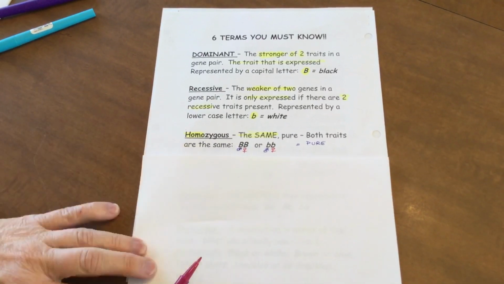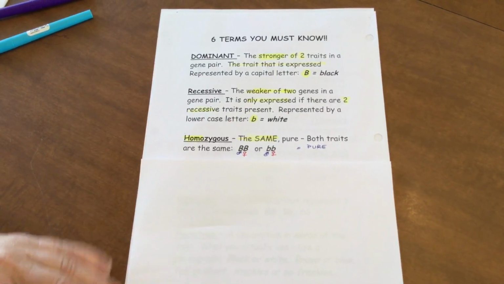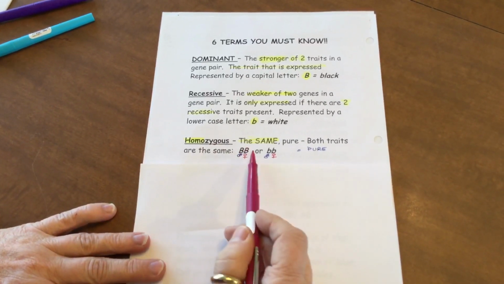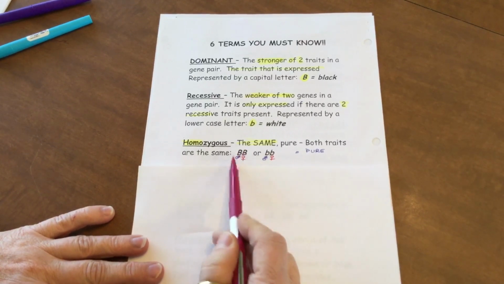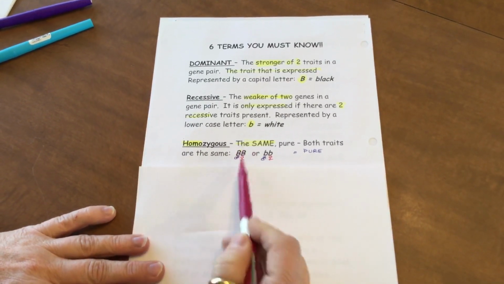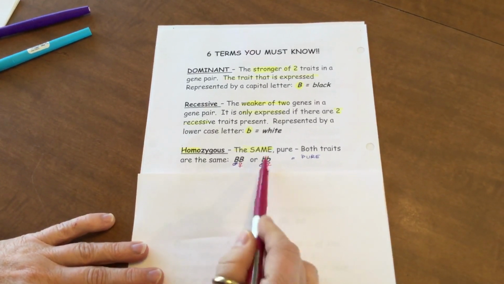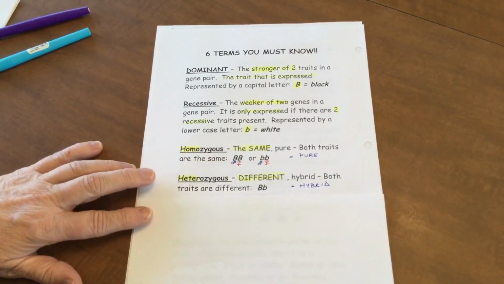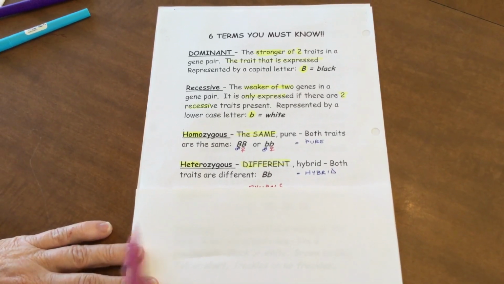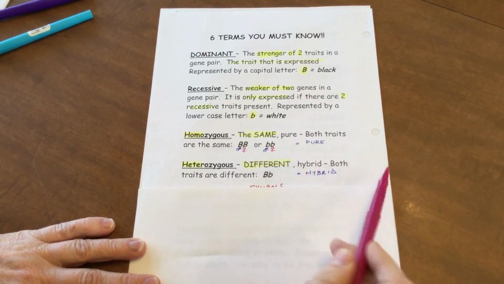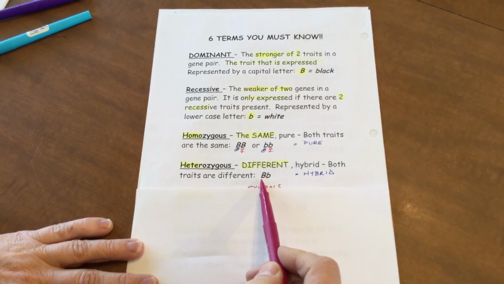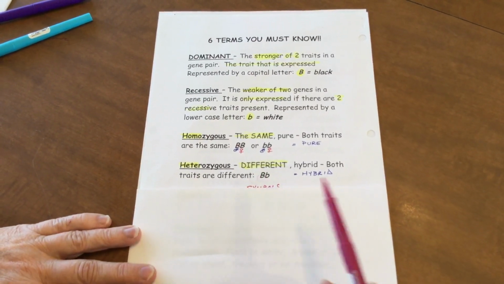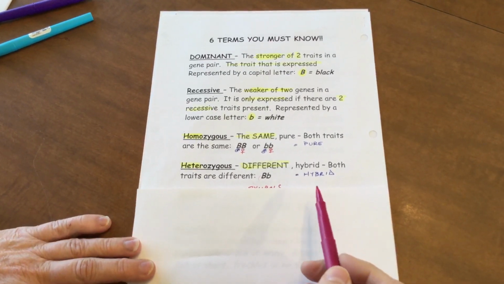Homo, the prefix, means the same. If you have 2 letters, one from mom and one from dad, that are the same, the trait is the same: big B, big B, or little b, little b. Big B came from dad, big B came from mom, little b from dad, little b from mom. These are pure traits. They are also known as homozygous. Hetero is different. This is also known as hybrid. Both of the traits are different. So mom or dad gave a big letter, mom or dad gave a little letter. Don't forget, these are just symbols representing traits, representing genes.